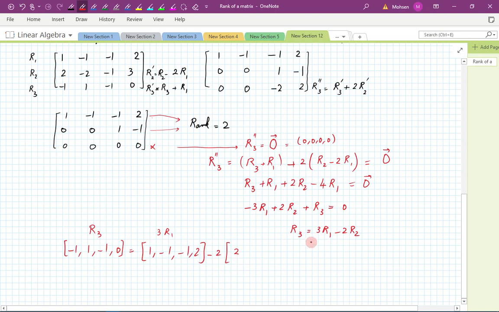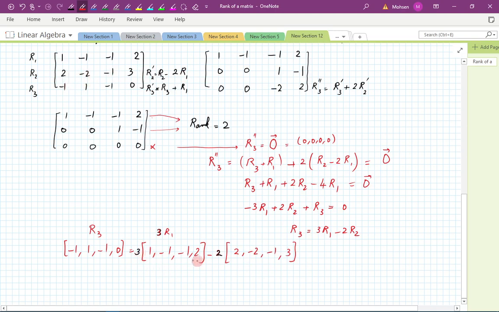Make sure I did not make a mistake here. This was 3R1 minus 2R2. Let me write the multiples in black so it stands out. R2 is our second row here: 2, minus 2, minus 1, 3. So if I multiply this thing by 3, multiply this thing by minus 2, and add them up, I get the third one. Is that right?